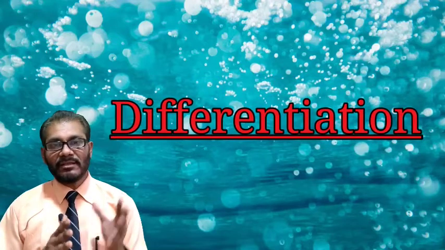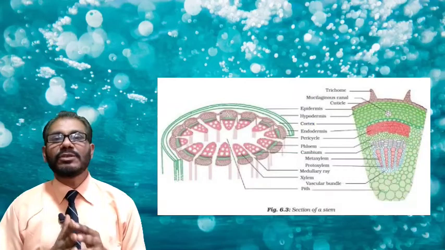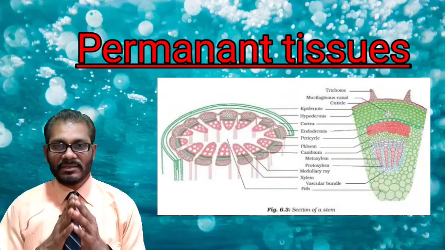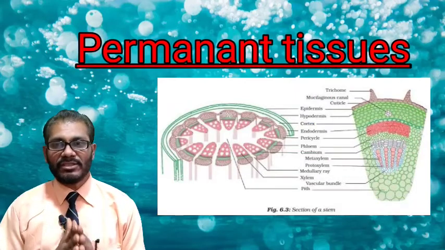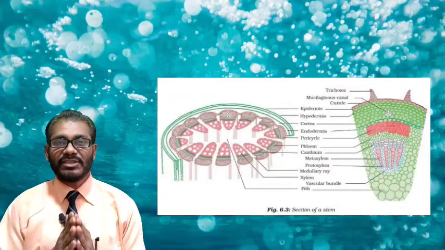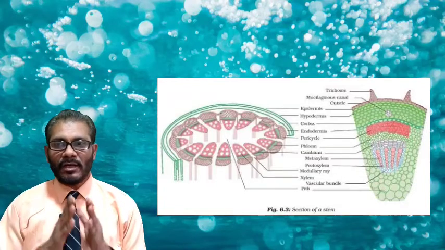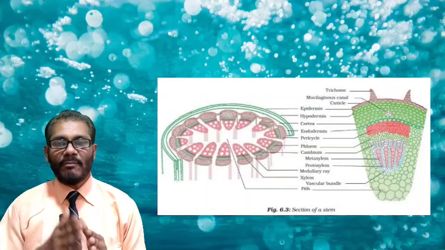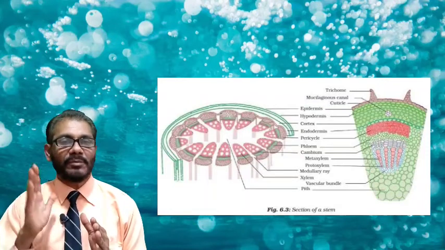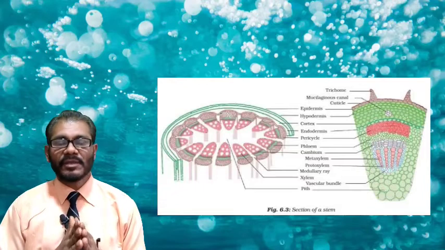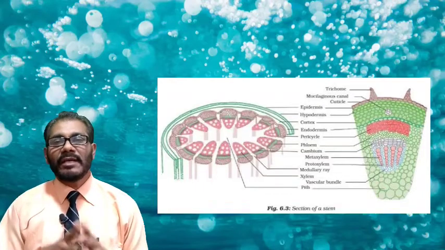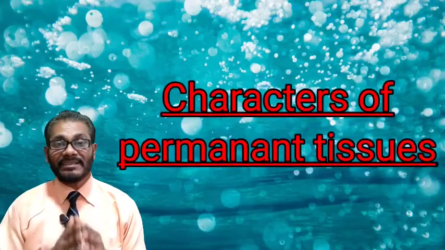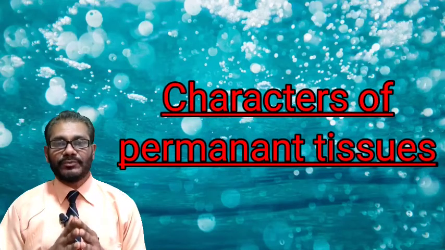As we have seen, the meristematic tissues convert into the permanent tissues, and this is called differentiation. Now these differentiated meristematic tissues form the different types of permanent tissue. Understand? Now we will see another topic, that is, the characters of permanent tissue. What are the characters of the permanent tissue?